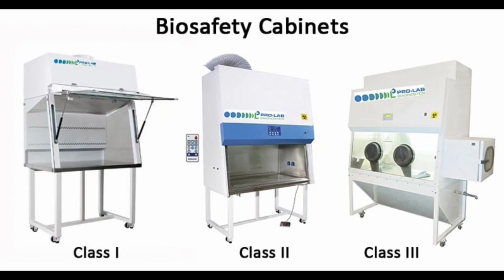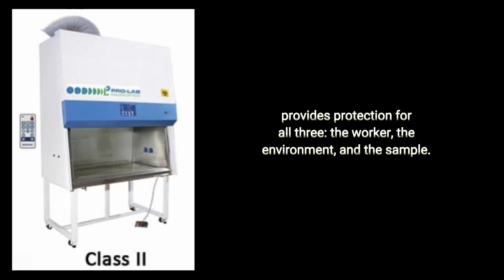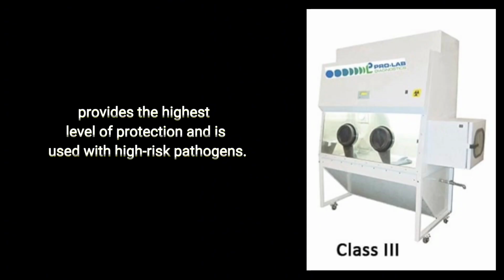Actually, there are three types of biosafety cabinets: Class 1, Class 2, and Class 3. Class 1 provides protection for personnel and the environment but not the sample. Class 2 provides protection for all three: the worker, the environment, and the sample. While Class 3 provides the highest level of protection and is used with high-risk pathogens.